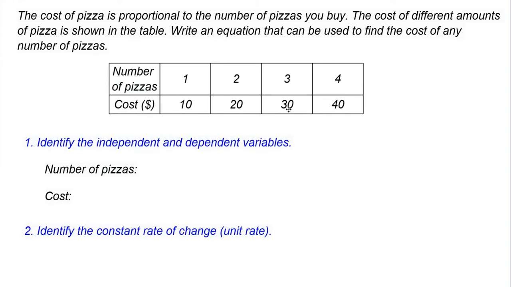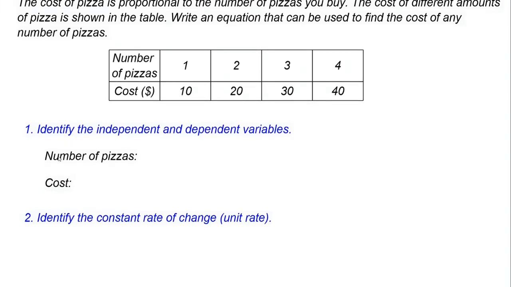So here, the table is only as good as the number of values in it. So this only tells us what 1, 2, 3, and 4 pizzas cost. An equation, however, would help us find the cost for any number of pizzas we would want to calculate. So we're going to turn this table into an equation. The first thing we need to do is identify the independent and dependent variables. Well, the cost is dependent on how many pizzas we buy. So the number of pizzas is our independent variable. This is our x value. And the cost is our dependent variable, which is our y value.